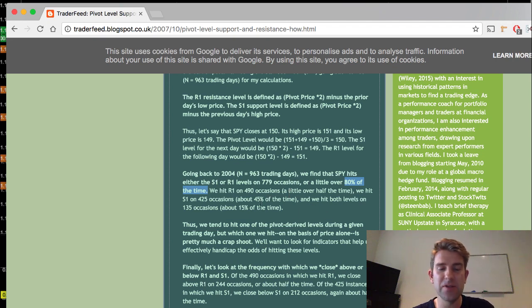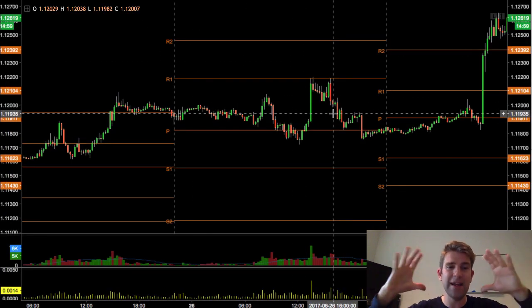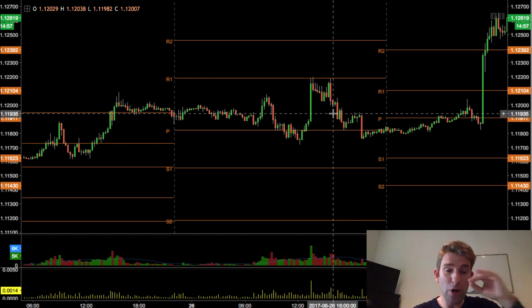Again, he splits it up into the fact that you can hit, it was about a 50-50 split, and I guess it can depend if you're in a bull market or bear market, and that you only hit both 15% of the time. But this is the one I'm interested in, 80% of the time. So how can we use that, guys? How can we use the fact that we're going to hit one of those 80% of the time? We don't know which one's going to hit.